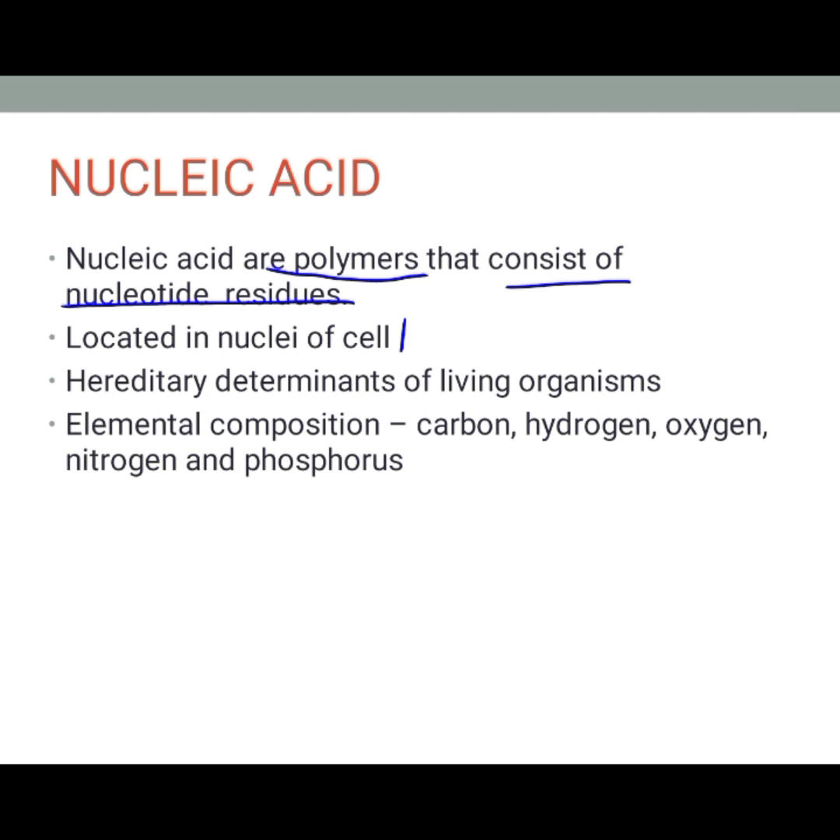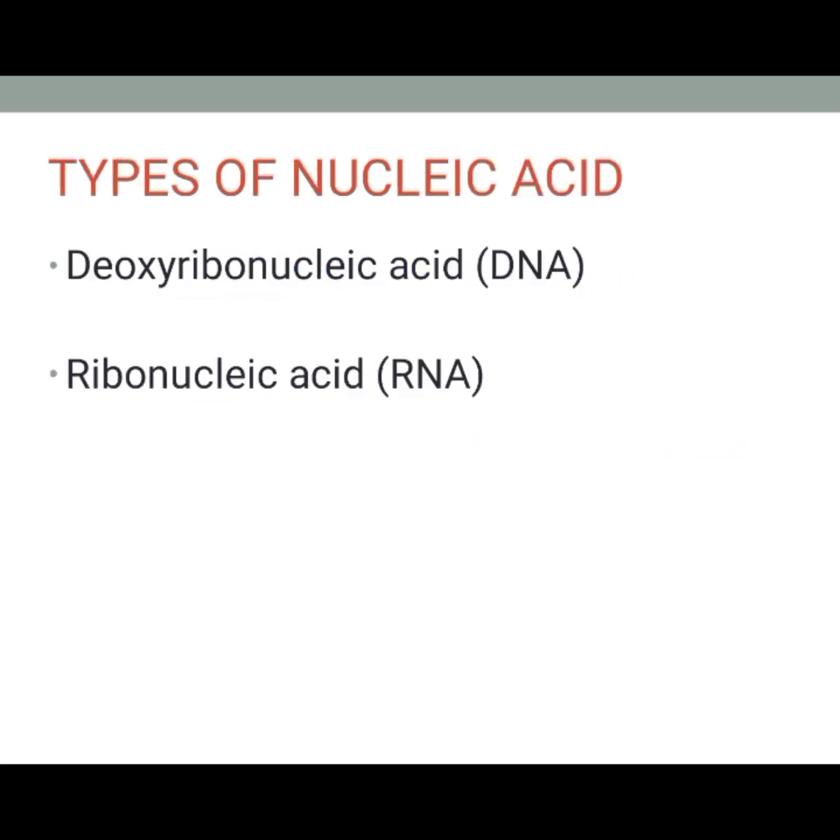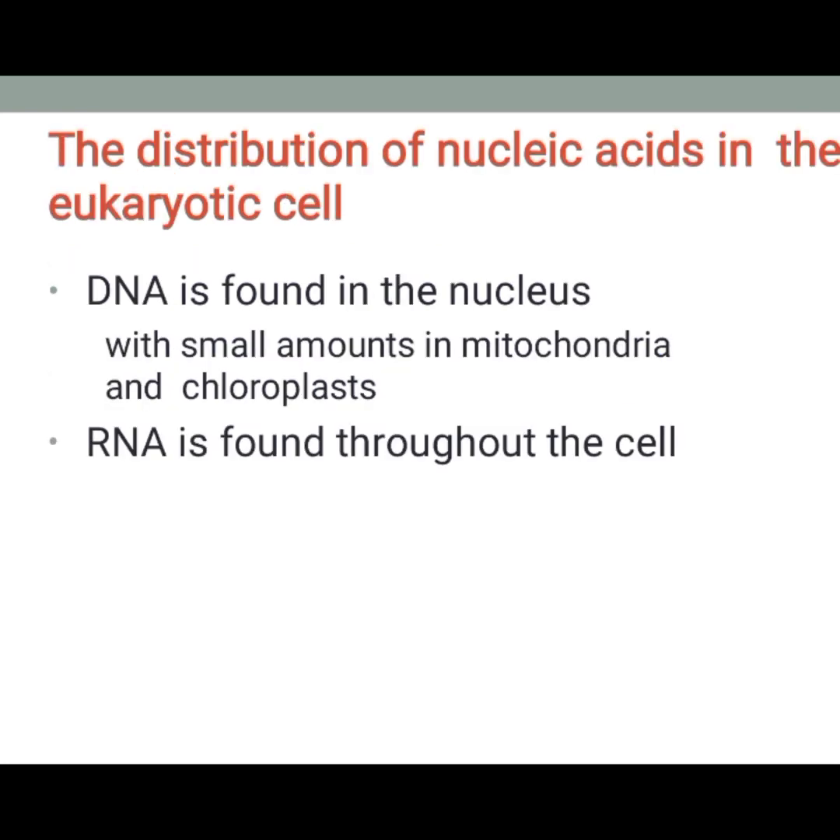It is mainly made up of elements, that is, the elements in nucleic acid are carbon, hydrogen, oxygen, nitrogen and phosphorus. And there are mainly two types of nucleic acid, DNA and RNA. The full form of DNA is deoxyribonucleic acid. RNA is ribonucleic acid.